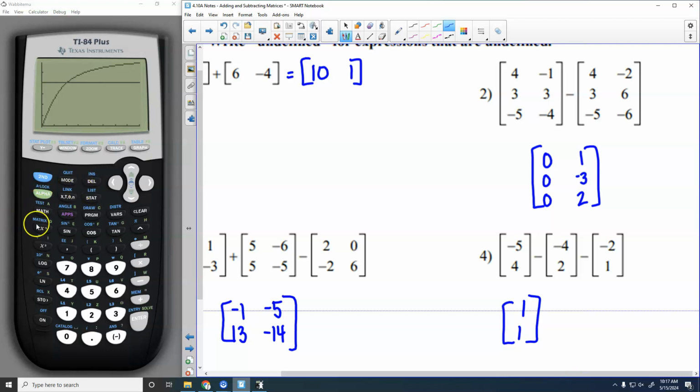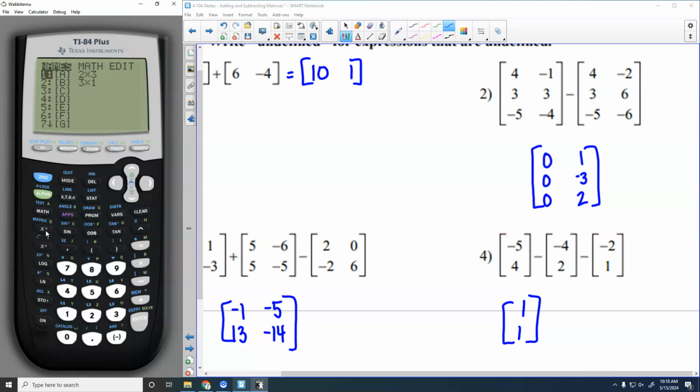So right above the x to the -1 key, it says matrix in blue right here. So you want to hit the blue button and the x to the -1 key. And that is going to take you to the matrix menu. Everybody there? So blue button, x and -1 key gets us to the matrix menu.